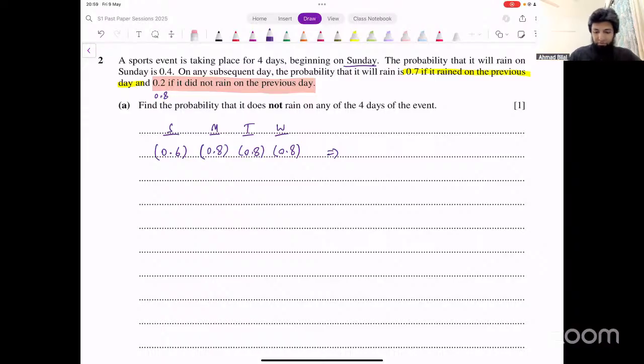0.3072. Okay. I'm assuming it's an exact answer. If it's an exact answer, you leave it like this. You do not have to round this off. Just leave it as 0.3072. Do not round this off. Or you can write fraction as well. That's also okay.